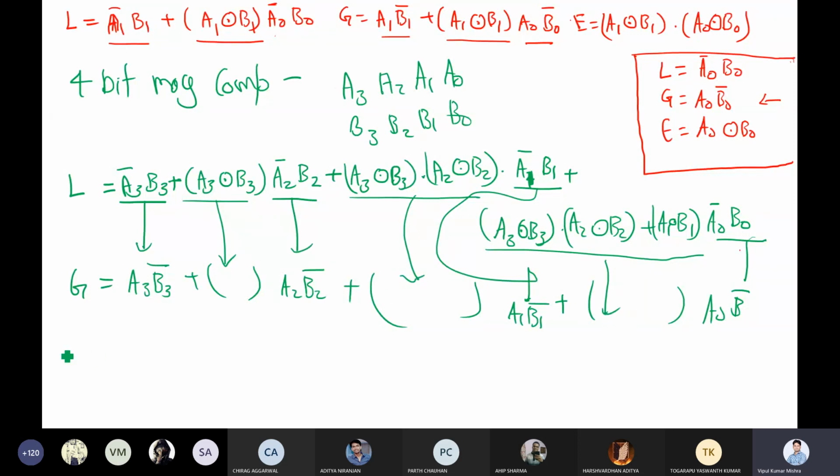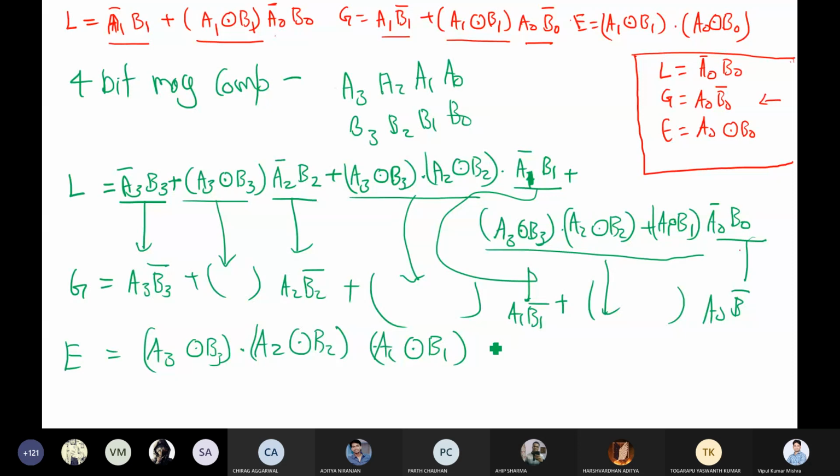Now, what about equality? A3 XNOR B3 into A2 XNOR B2 into A1 XNOR B1 into A0 XNOR B0. So now you are able to make a magnitude comparator of any number of bits. You got the idea, you got the pattern that we were looking for.